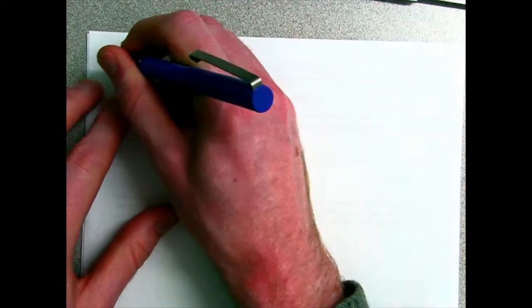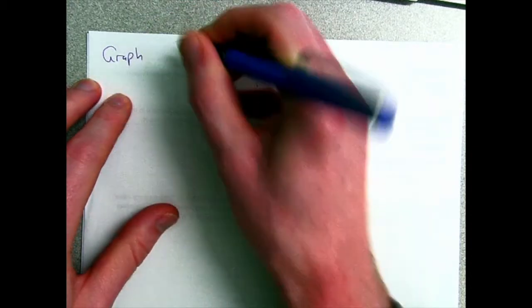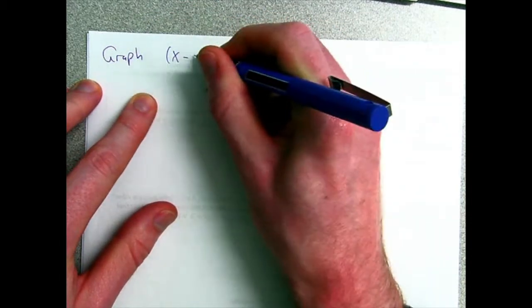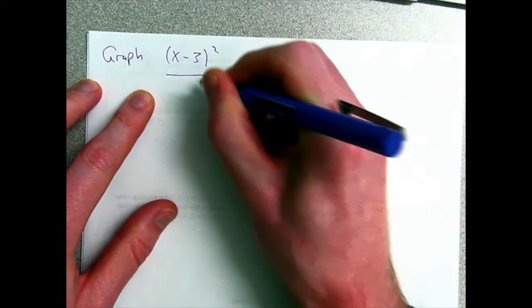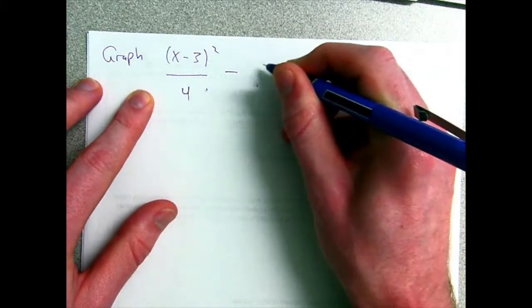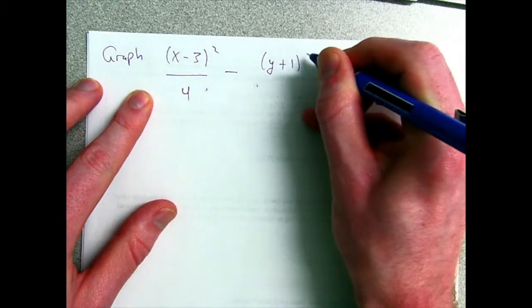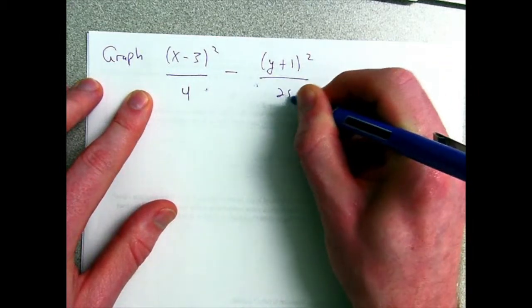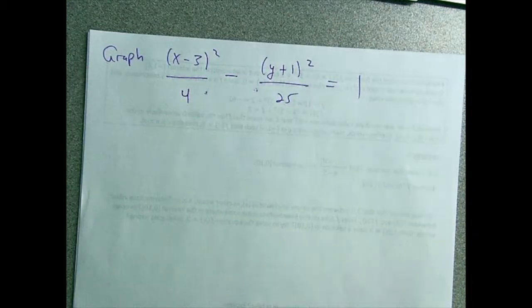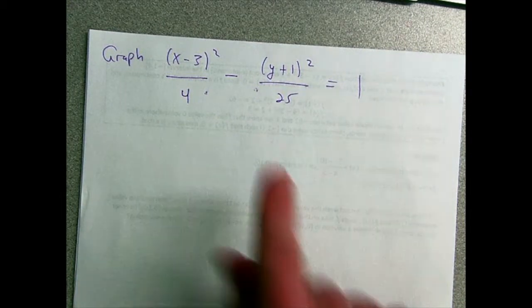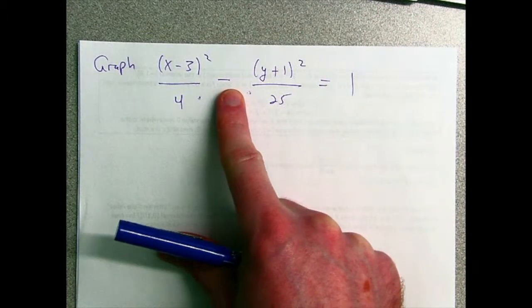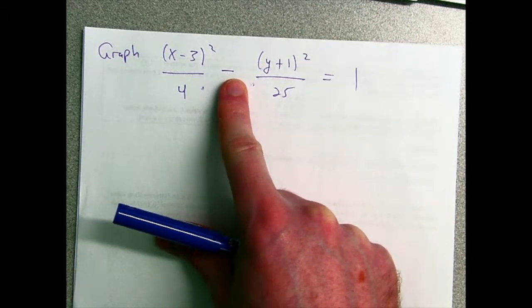Let's suppose that we want to graph the following equation: (x − 3)² over 4 minus (y + 1)² over 25 is equal to 1. So first of all, you should recognize that this is a hyperbola, not an ellipse, because of the fact that there's a minus sign in between the two terms. So it's going to be a hyperbola.